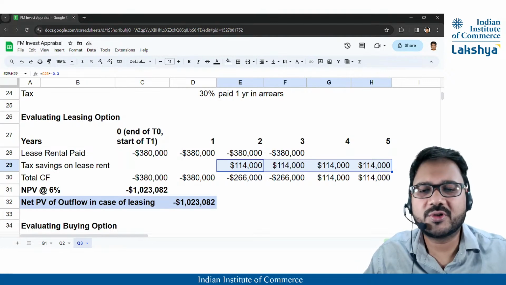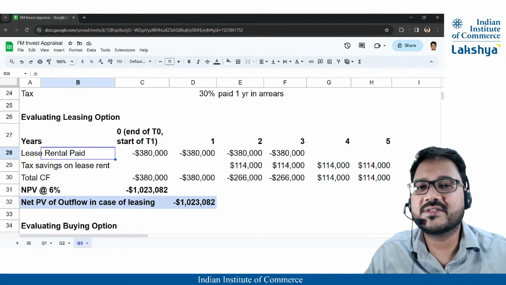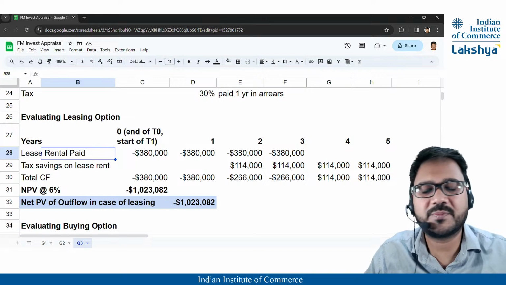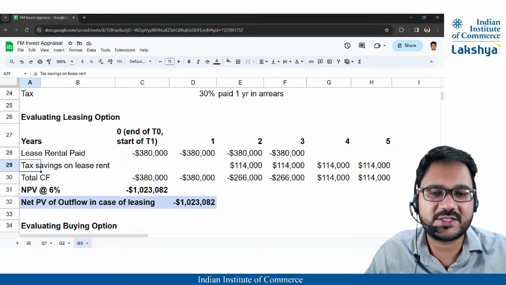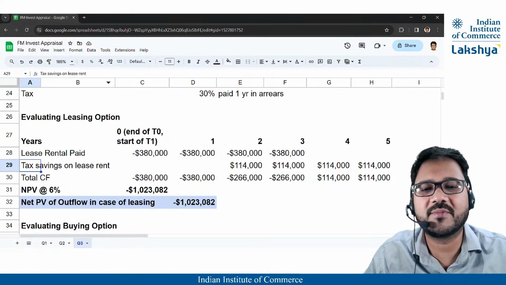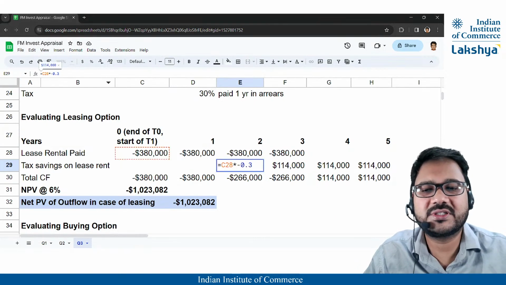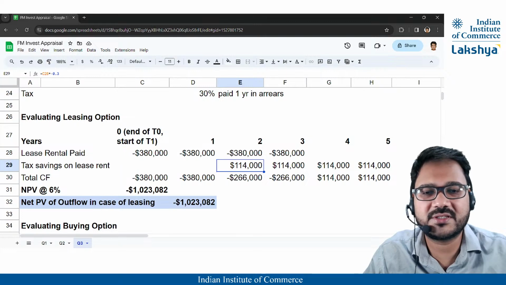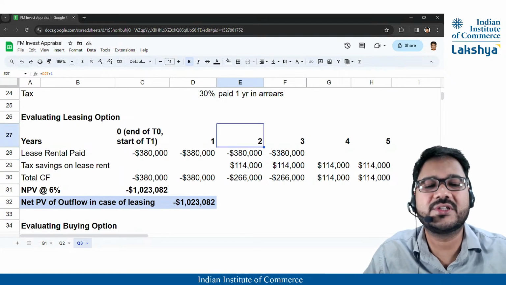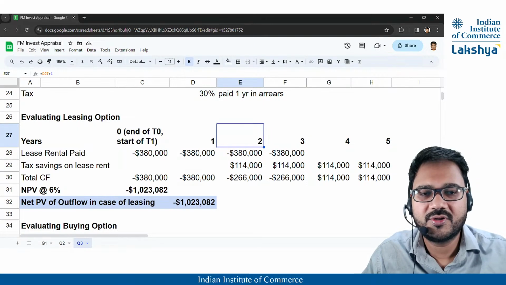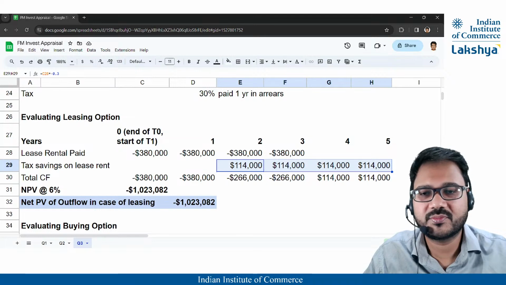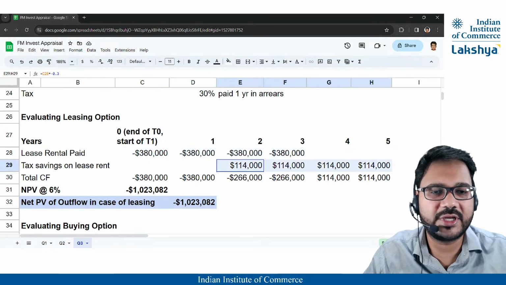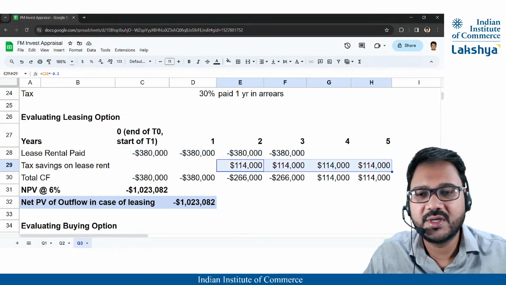And then you get your total cash flow. See, lease is an expense. Expense will reduce profit. Profits are reduced. You will pay less tax. Therefore, there's tax savings due to that expense. So we are just calculating how much is that. So 30% is the tax rate. 30% of the expense is 114,000. That is the benefit. But we'll get the benefit only in year 2 onwards, for 4 years. There's an outflow for 4 years, so you will get benefits also for 4 years, right?